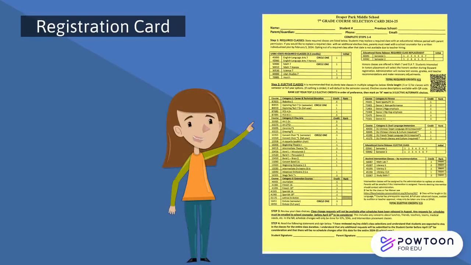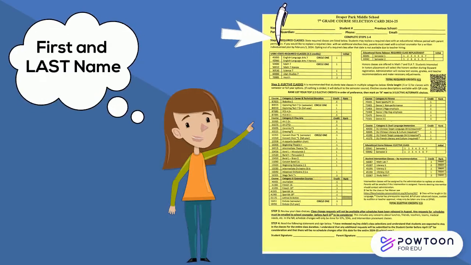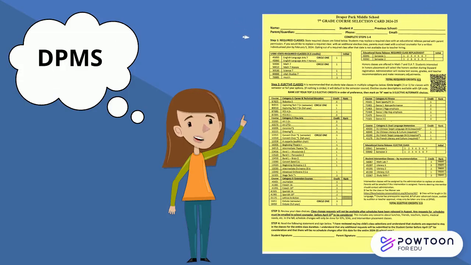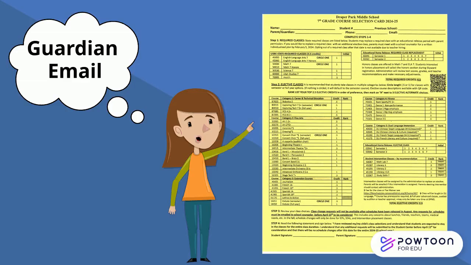The top part of the registration card is information about you: your name, first and last, student number, that's the number you put in at lunch, previous school, you can just put DPMS, and parent guardian number, their phone number, and their email.